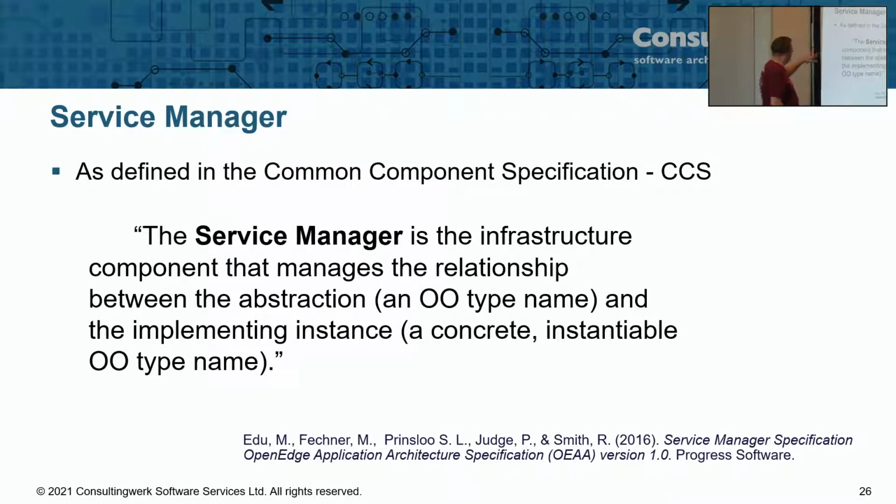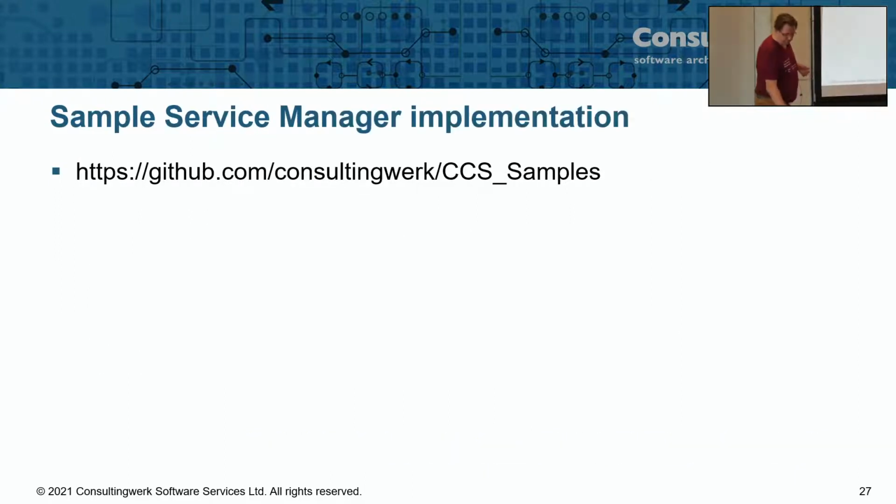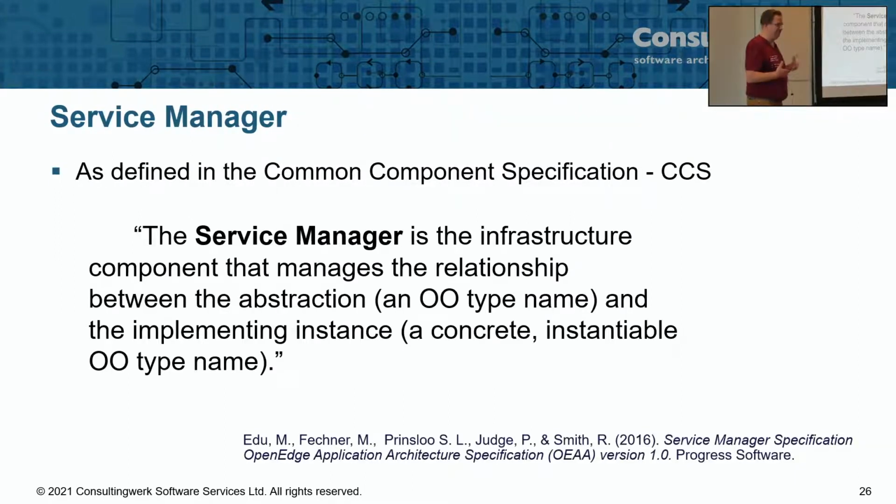We defined the service manager as a component that manages the relationship between the abstraction, so the OO type name, and implementing an instance. And the CCS service manager actually combines the factory functionality and the service manager functionality, for our definition. And the difference for us is that something that you get from the factory is always a new object, and the service is typically one object in the session that's reused.